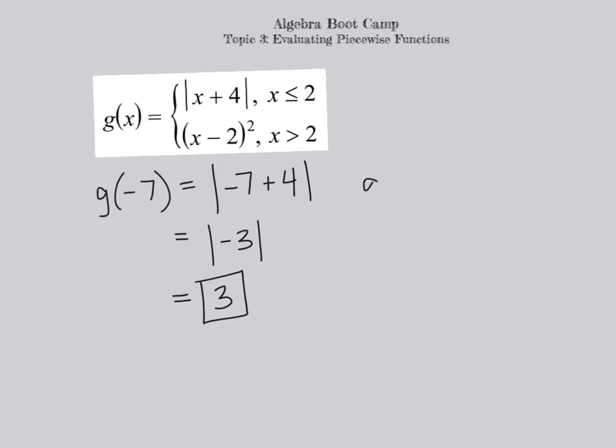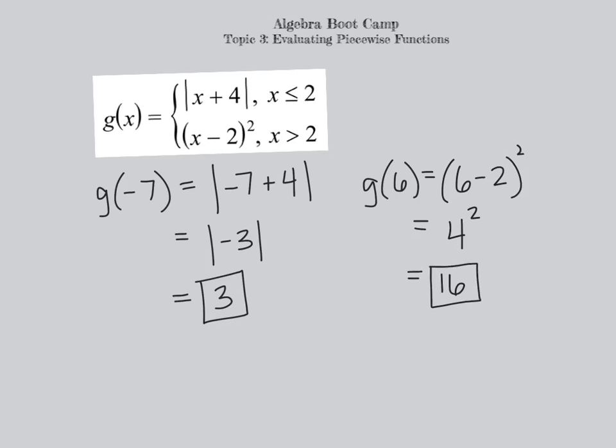What about if we plug in, let's say, 6? g of 6. Well, where does 6 fit in? 6 is greater than 2, so we're going to plug it into this function here. So we'll have 6 minus 2 quantity squared. And then order of operations tells us to use our parentheses first, so it's 4 squared. So our solution is 16.